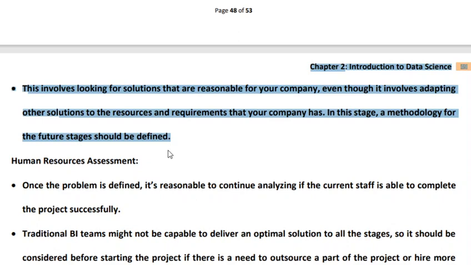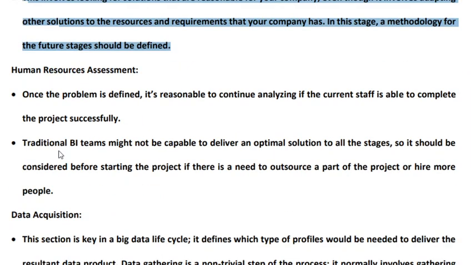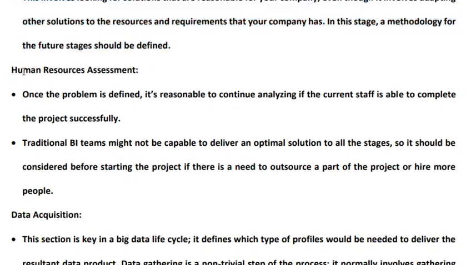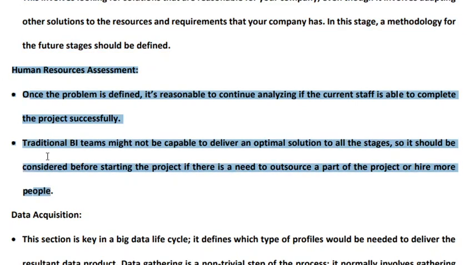Now once you have an idea about how the problem is to be tackled, we need to go about performing a human resource assessment. It's very much important for all of us to determine what capabilities we have in terms of human resources. So once the problem has been defined, it's reasonable to continue with an analysis of the current staff and determine their ability to complete the project successfully. This is also very much important.